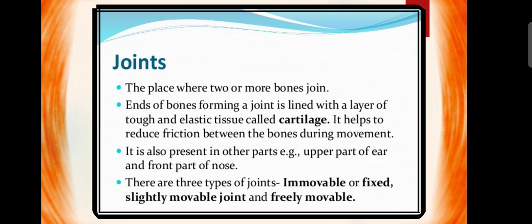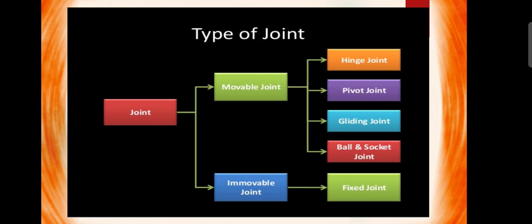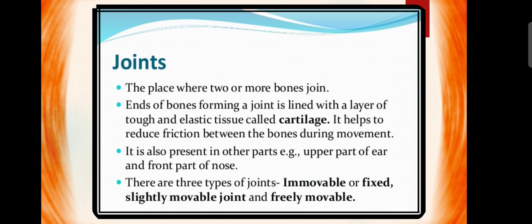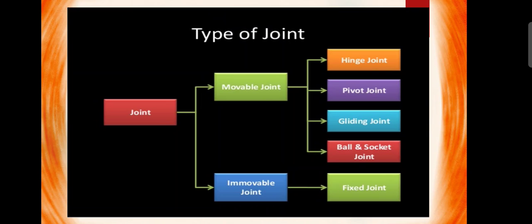So there are three types of joints: immovable or fixed, slightly movable, and freely movable joints. Let us learn about the different types of joints. Basically they are divided into two main types: movable and immovable. In movable joints there are four further types: hinge joint, pivot joint or pivotal joint, gliding joint, and ball and socket joint. After that, in immovable joints there is only one kind of joint, the fixed joint.